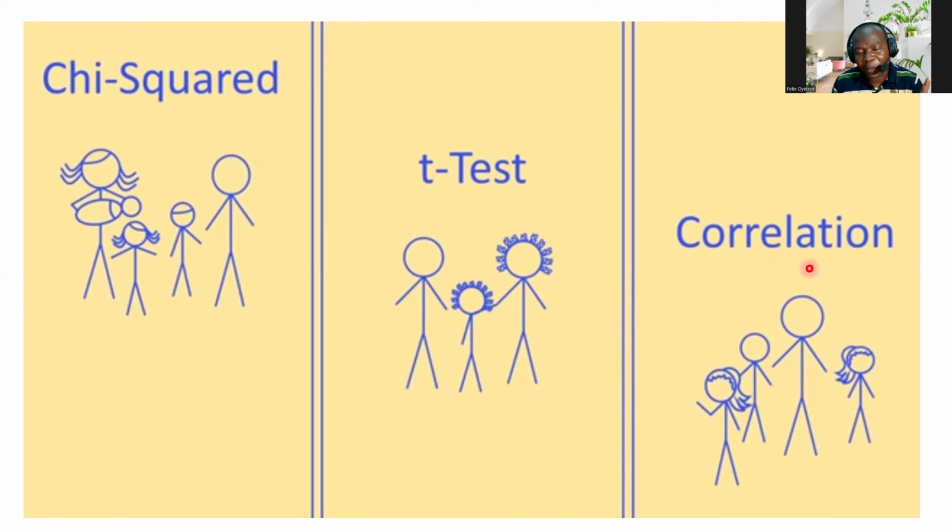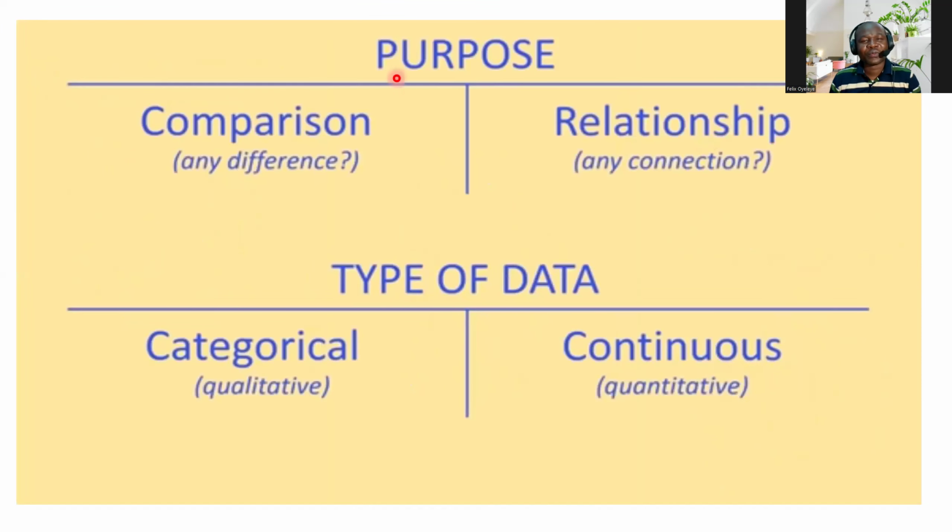Number one, depending on purpose. Number two, depending on what? On the type of data, okay? So let's go back to purpose and type of data. For the purpose, if you are comparing, okay? You are comparing or you are checking, establishing connection or relationship. If you are comparing, definitely, and you have categorical data, you are most likely going to fall within the family of the chi-square family, the chi-square statistical test. You are comparing and you have categorical data, okay?